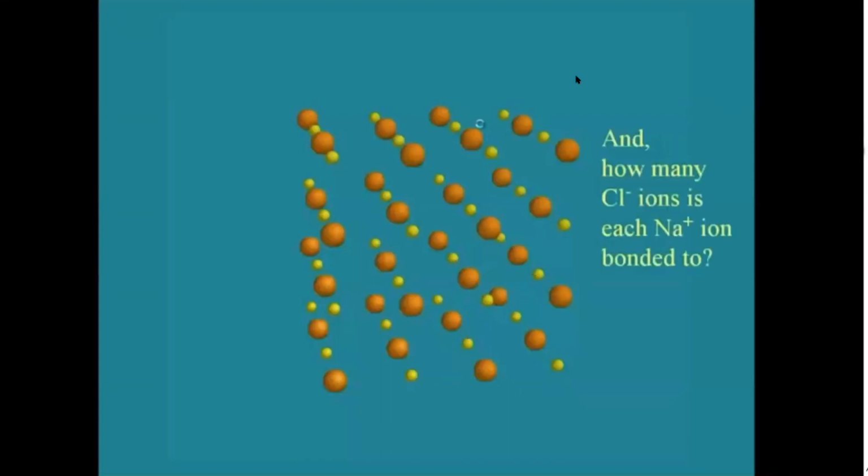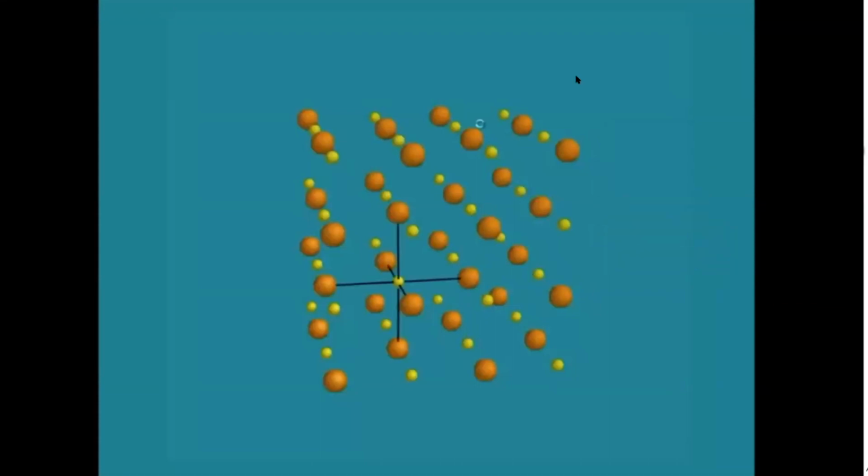If we ask the same question of sodium, how many chloride ions can it bond to? Well, again, there are 6 chloride ions that it's equidistant to, and therefore the sodium ion also bonds to 6 chloride ions.